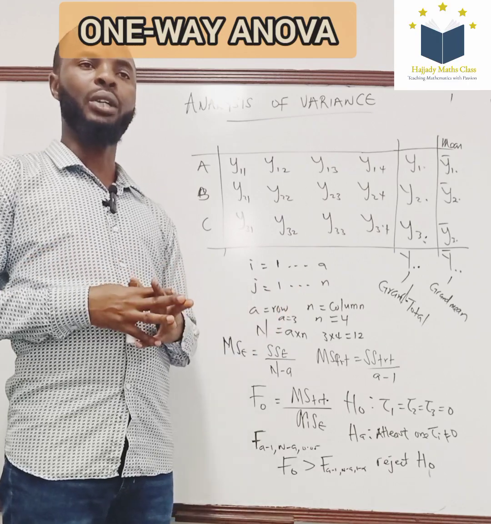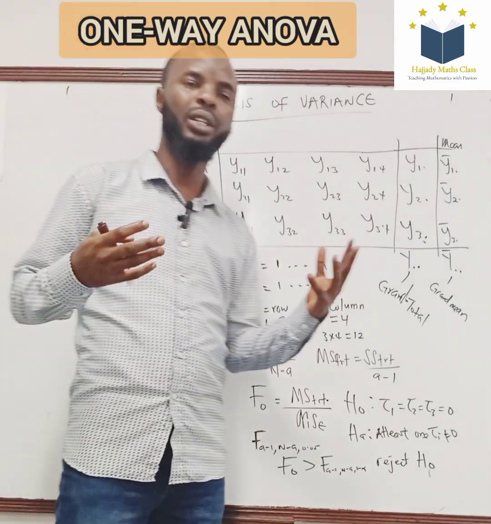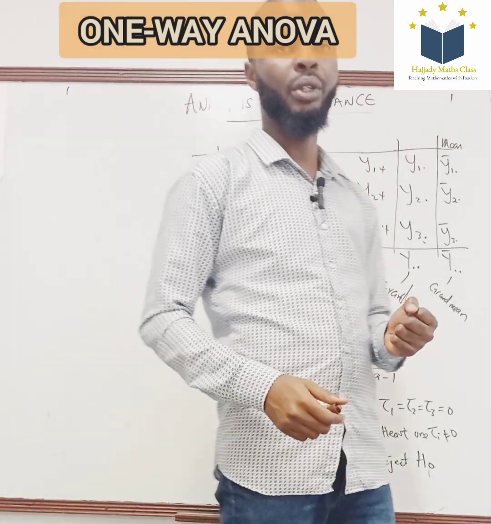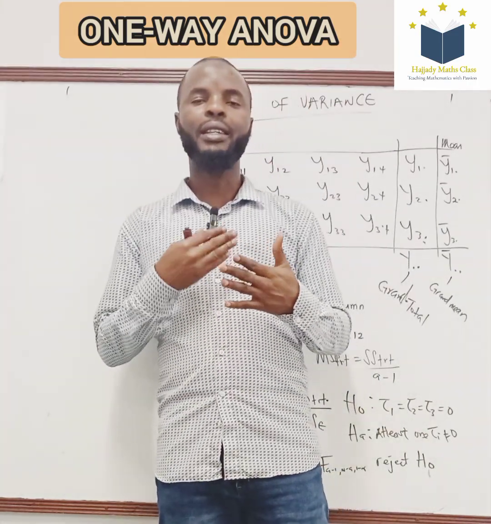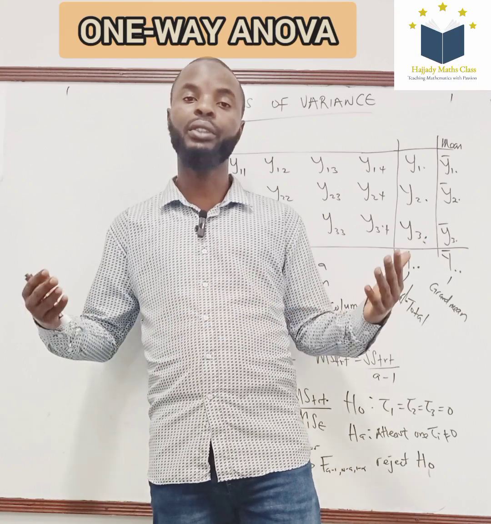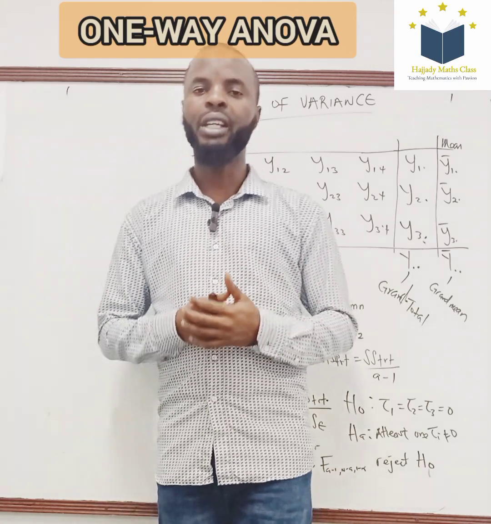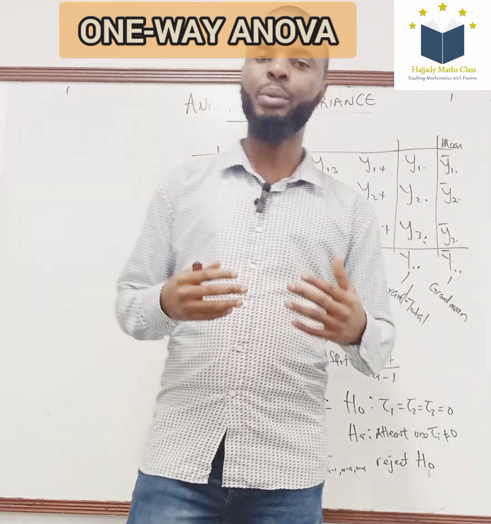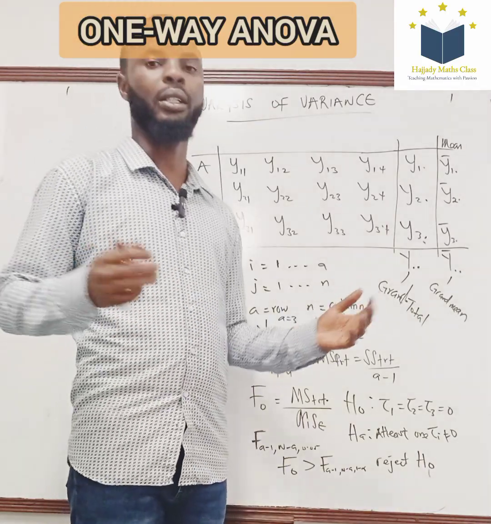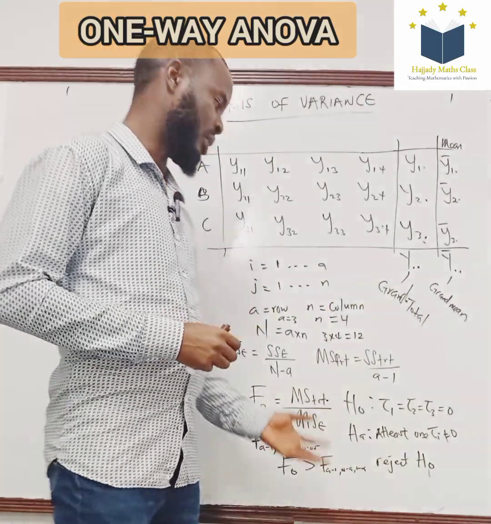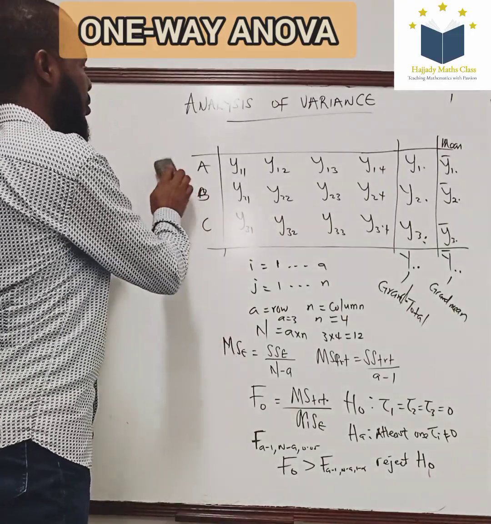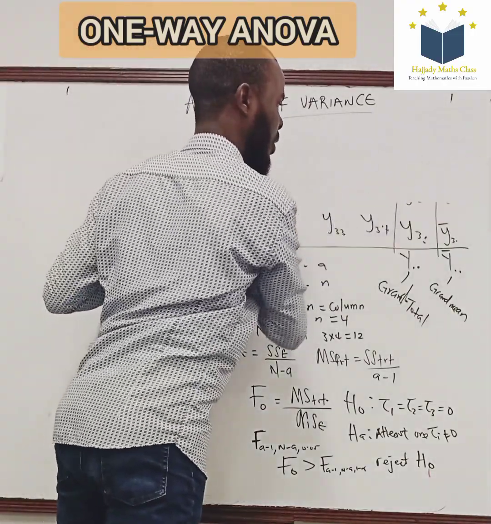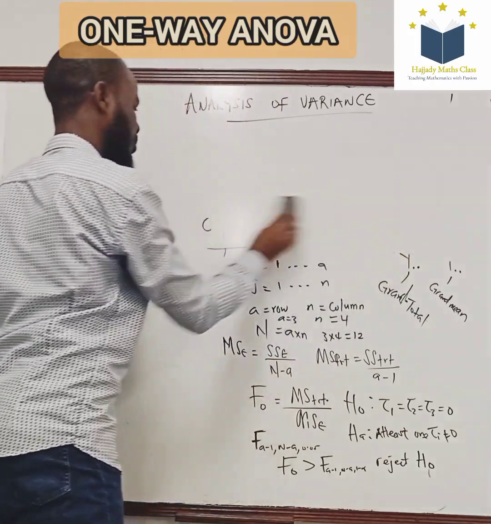The same thing with p-value. In p-value, you compare your p-value with 0.05. If the p-value calculated is less than 0.05, you are going to reject the null hypothesis. But if your p-value is greater than 0.05, you do not reject the hypothesis. So those are the conditions. Now, typically, we have the ANOVA table as this.